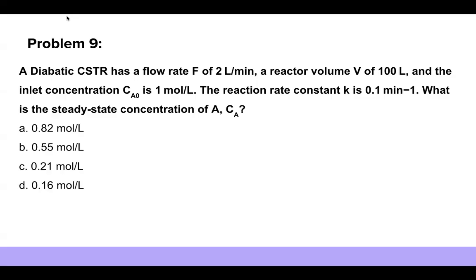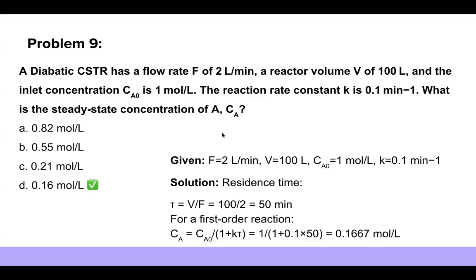So what is the answer to this question? A diabatic CSTR has a flow rate of F equal to 2 liters per minute, and the reactor volume is 100 liters, and the inlet concentration Ca0 is 1 mole per liter, and the reaction rate constant is given by k equal to 0.1 per minute. And what's the steady state concentration of Ca?